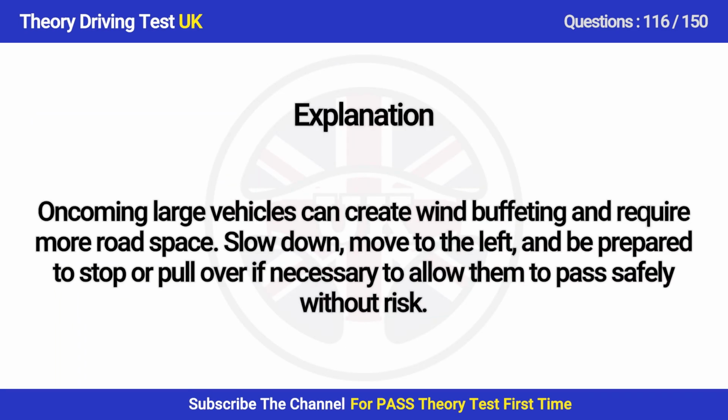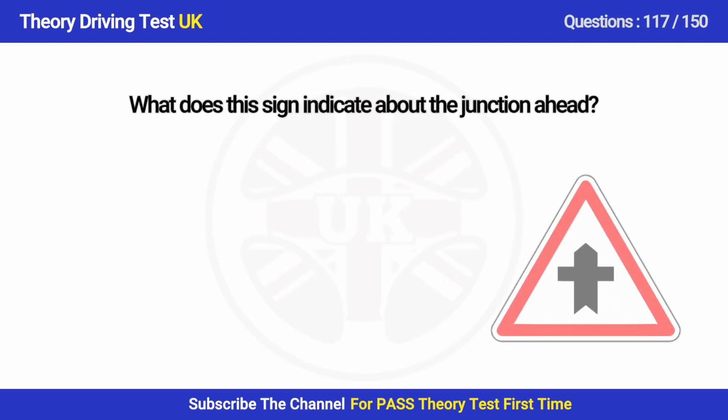Oncoming large vehicles can create wind buffeting and require more road space. Slow down, move to the left, and be prepared to stop or pull over if necessary to allow them to pass safely without risk.